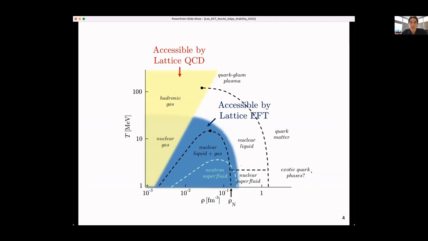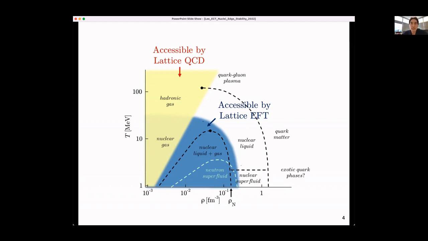So if I compare lattice effective field theory and lattice QCD, you can see here the strongly interacting phase diagram. Here on the horizontal axis is the density of nucleons per cubic Fermi, and on the vertical axis is the temperature in megaelectron volts. Lattice QCD can carve out this part of the phase diagram, but it can't go beyond a certain angle here, sort of like a wedge shape, because of the sign problem, because of Monte Carlo simulations getting positive and negative weight contributions. But it can go to essentially arbitrarily high temperatures.